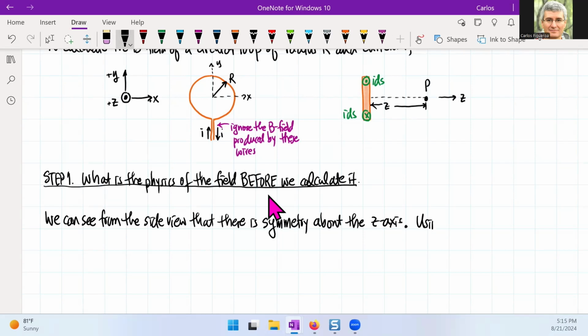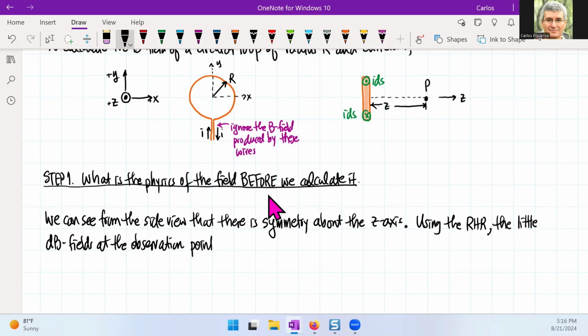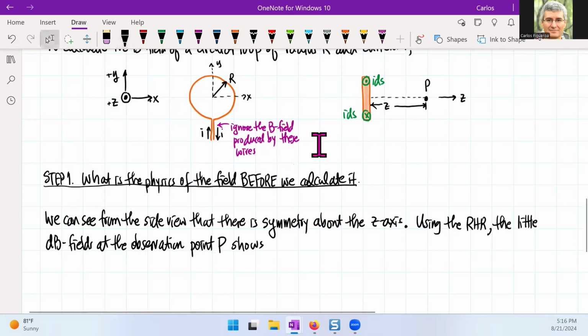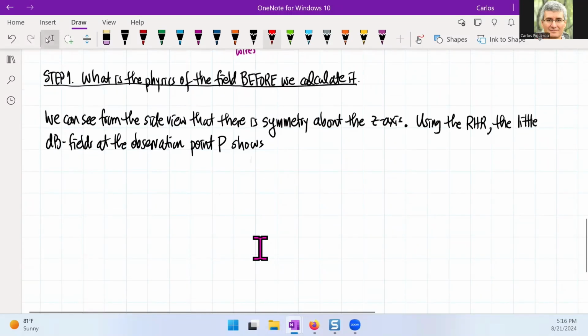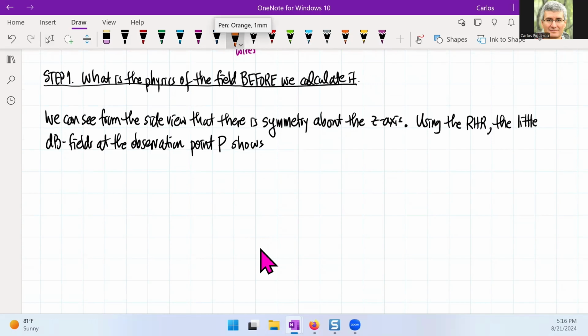So using the right-hand rule, the little dB fields at the observation point P show the following. So again, looking at my wire, or my loop that is, here's my loop.